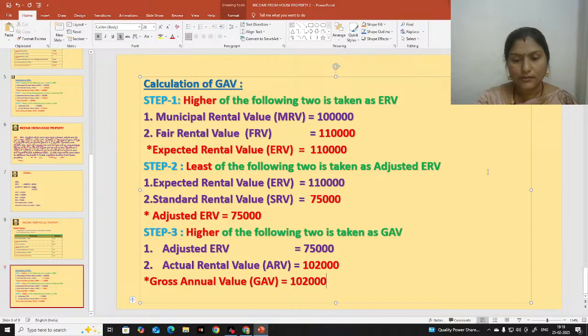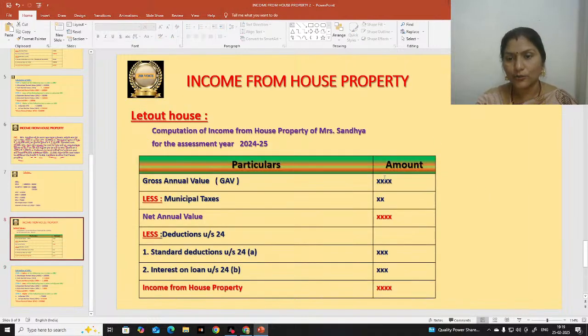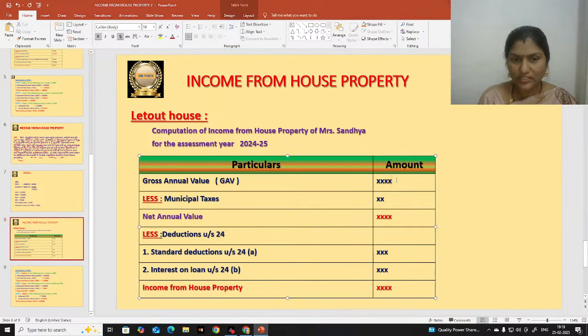Let us move to our statement and record gross annual value as 1,02,000. So here I came to our statement. In the place of gross annual value, we have to record 1,02,000. That's finished. We recorded 1,02,000.